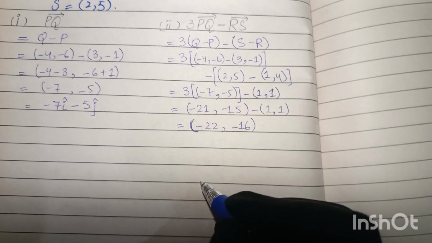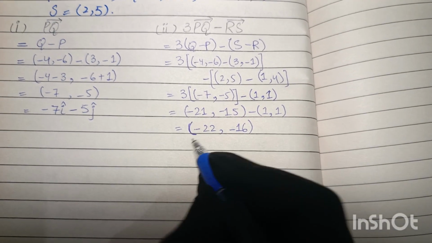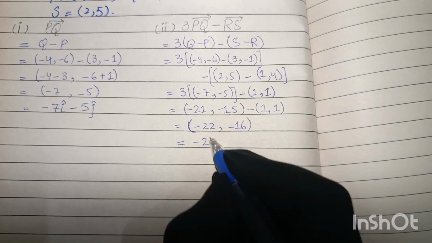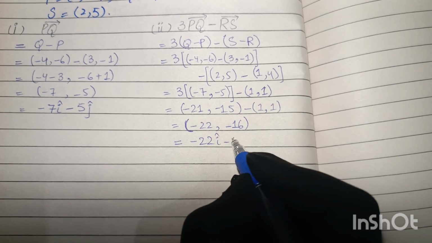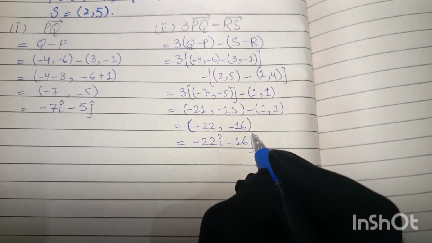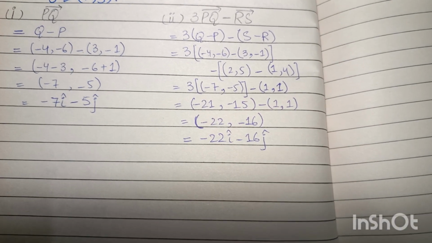So this is the required answer. In components form we write it as -22i - 16j. So this is the final answer for the second part.